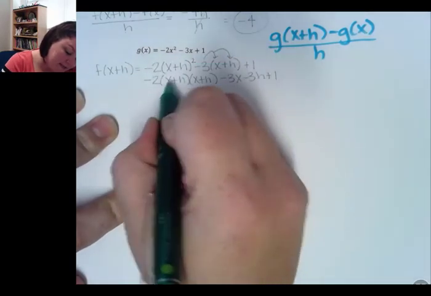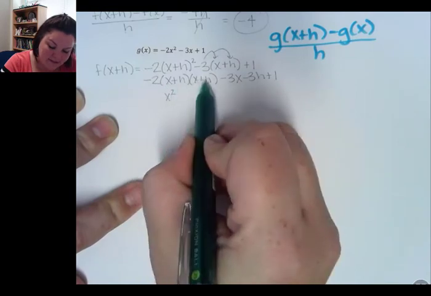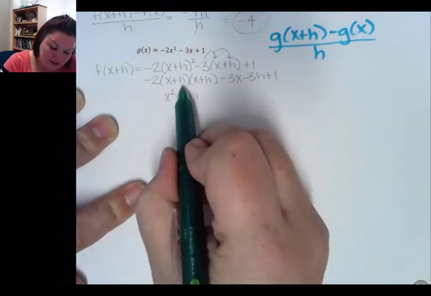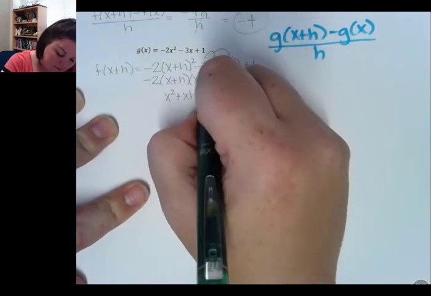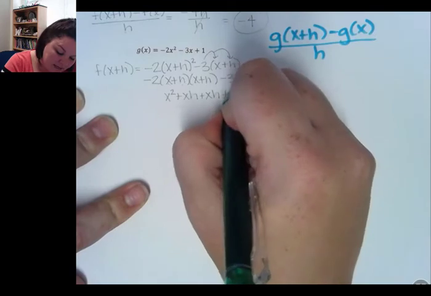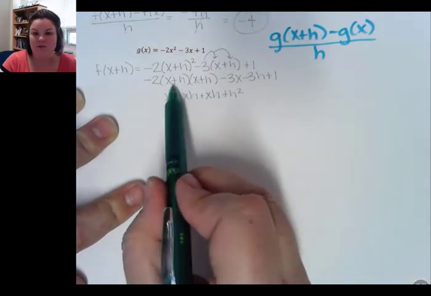So x times x gives me x squared. X times h gives me xh. H times x also gives me xh, and h times h gives me h squared. Okay, so all I did was FOIL out these 2 little quantities.